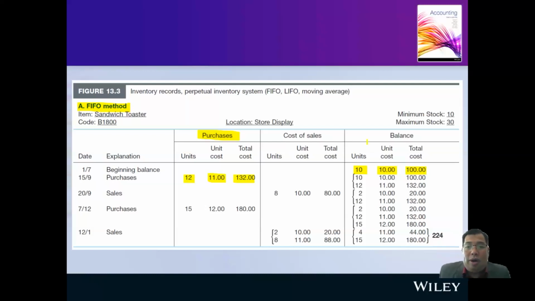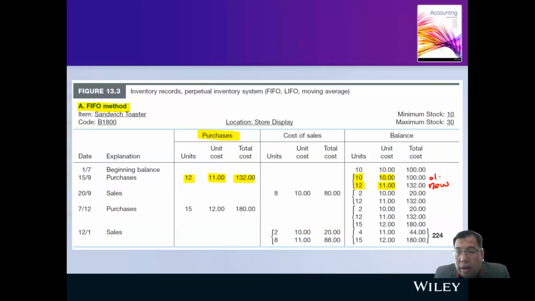So we're going to put our record here. We have 10 and 12. 10 at price of $10, and we have 12, the new one, at $11. This is the new one. This is the old one.